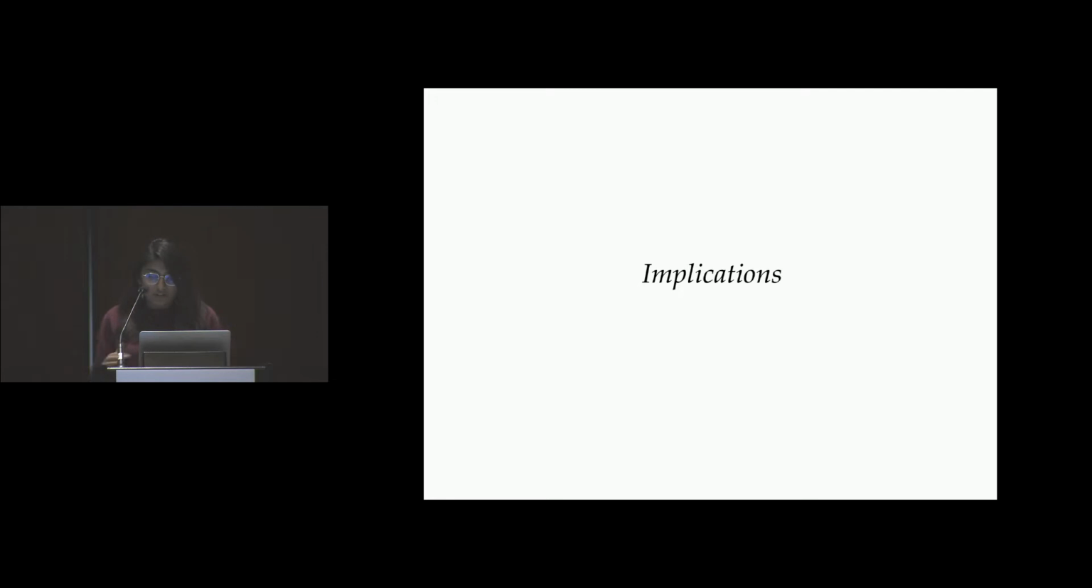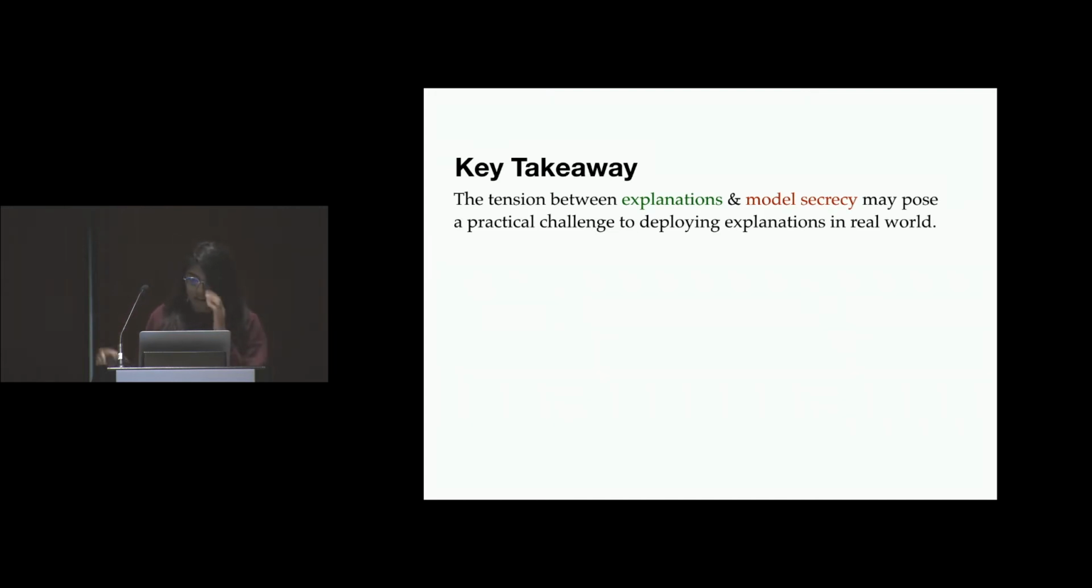All right, so what are the implications of these findings? Well, the key takeaway here is that there is a tension between explanations and model secrecy that might pose a practical challenge to deploying explanations in the real world. On the one hand, we want explanations because we don't trust secret proprietary models. But on the other hand, if explanations reveal too much of the model, this is going to pose a real challenge to get any sort of company to actually adopt explanations. So we have to think about this kind of consideration.